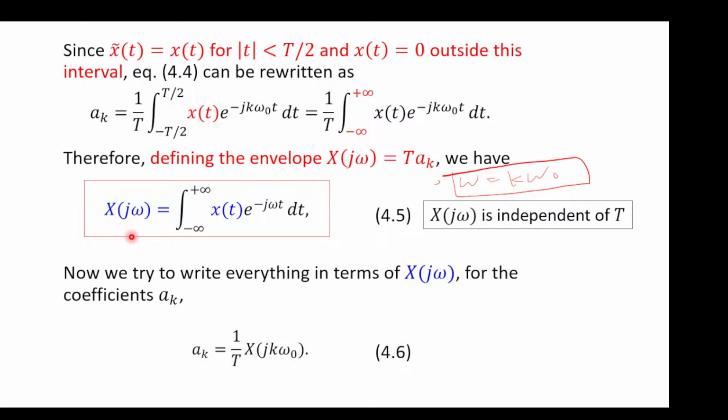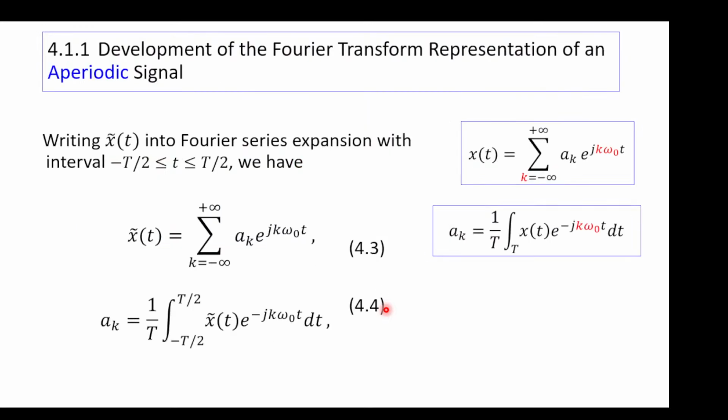A bit of a spoiler: this is the Fourier transform of our small x. Small x is a function of time, and now we have big X as a function of frequency, which actually has every piece of information of small x. Now we try to express everything in terms of big X. In particular, we want a reverse equation, expressing small x in terms of big X. So what we do is go back to these two equations.